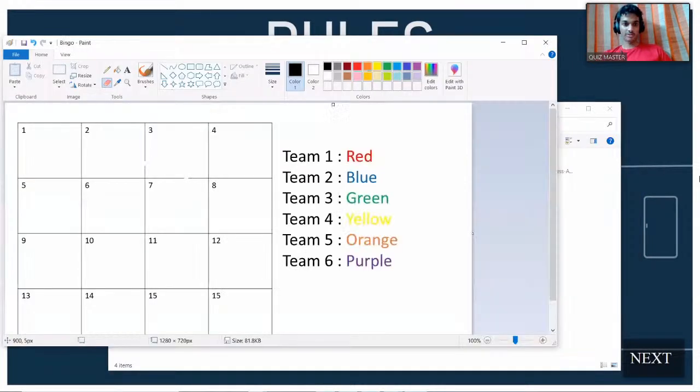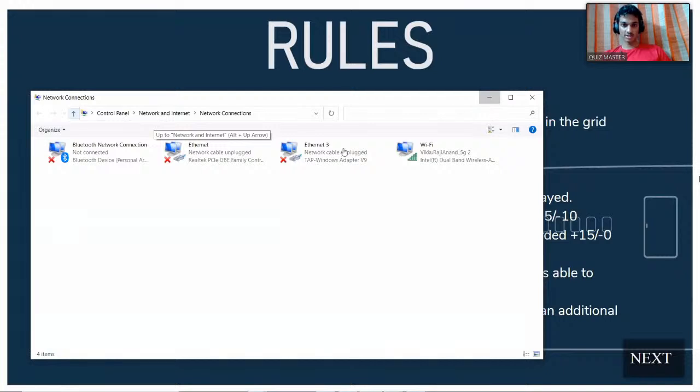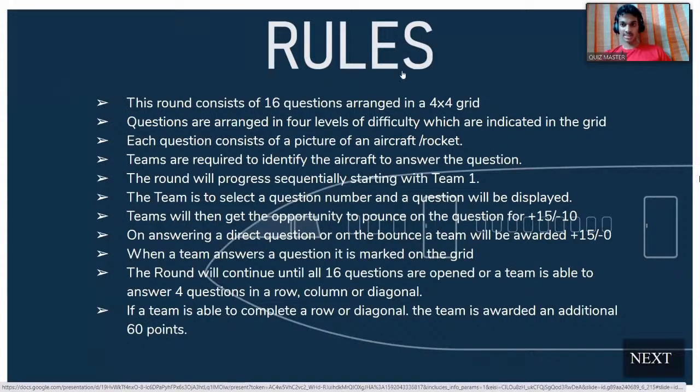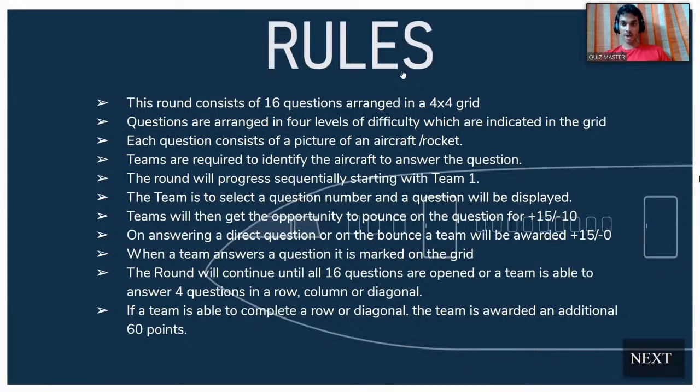On this 4x4 grid, I will mark your team color. As all of you answer questions, this grid will get filled by your team's marking. For each question you answer correctly, you get 15 points. So if it's your direct question, I will give you 15 points and there's no negative marking. On pounces, however, there is a plus 15 minus 10. As you answer these questions, all of you will keep getting points.